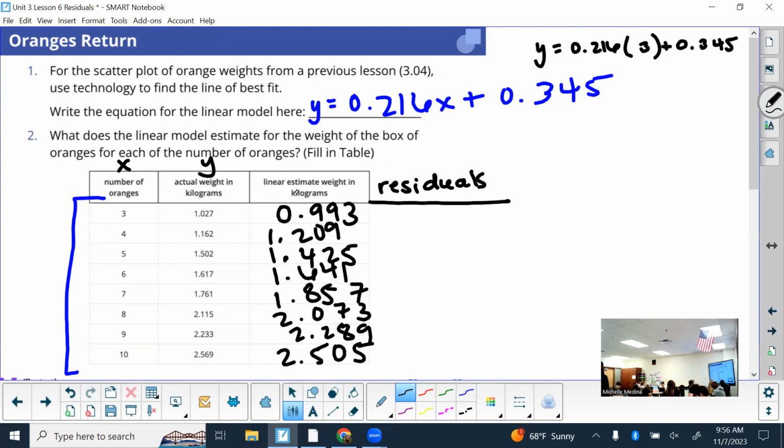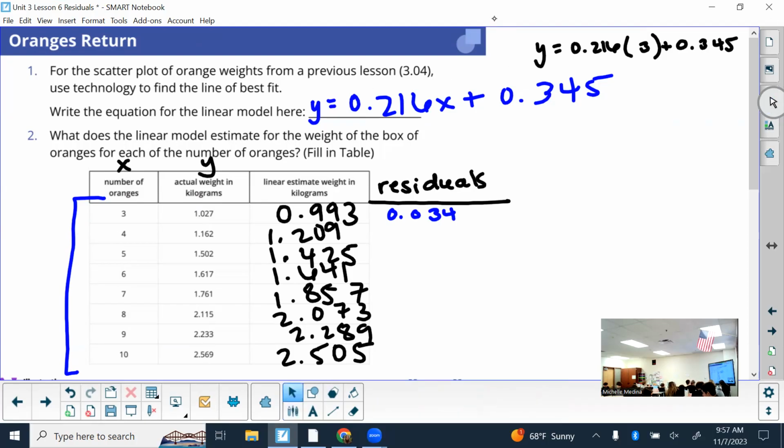They don't use it all the time. But you just need to take your actual, which is 1.027 for the first one, minus your estimated, which we got from the linear model, so minus 0.993. And my first residual is 0.034. Now do that for the rest of them, and it'll be lightning round again. Because again, it's just subtraction. So that's all residuals are, it's actual minus estimated. Think about it like the alphabet, A comes before E always. So always do your actual minus your estimated.